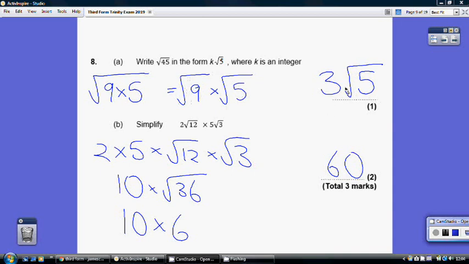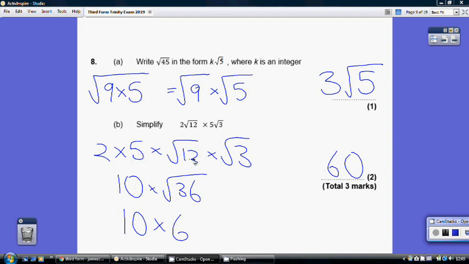Now for part B, just think of this as 4 terms being multiplied together: 2 times root 12 times 5 times root 3. Now when you have various terms being multiplied together, you can change the order. 2 3s are 6, 3 2s are 6. So I can change the order. So put the whole numbers first: 2 times 5, and then the roots together, root 12 times root 3. Well, obviously 2 5s are 10.